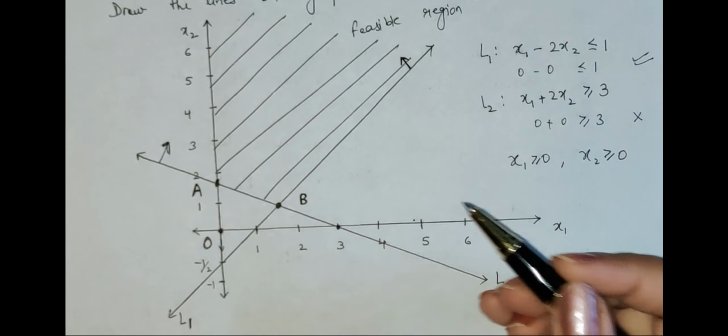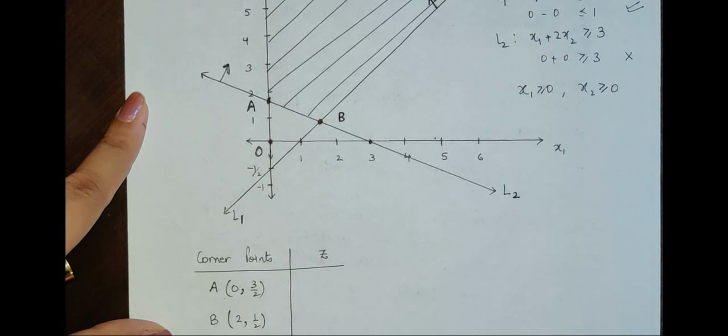So we have this value, and similarly B. We know this is the point of intersection of these two lines, so we will find the coordinates of each and every point. So let us now apply the corner point method once again, and let's see what is the solution. This is my corner point method in which I have plotted A and B.